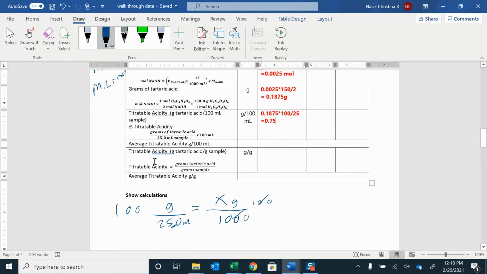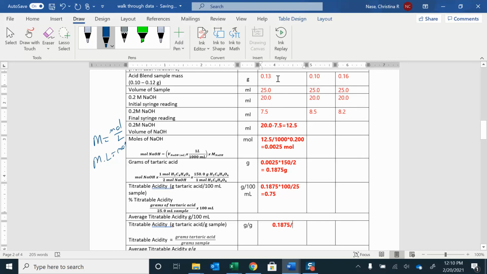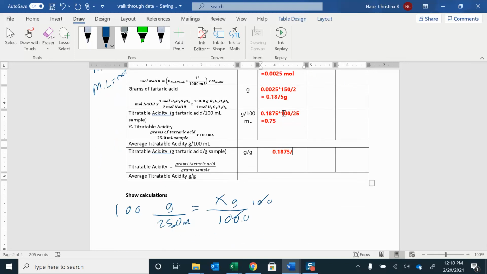Another way to think about titratable acidity is the grams of tartaric acid divided by the grams of the sample. And that's literally all you have to do. Just take those grams, the 0.1875, and divide that by the mass of your sample, the 0.13. And when I did that, I got 1.44. And then to find the average, you do the same calculations for trial two and three, add those three up and divide by three, and then there you go.